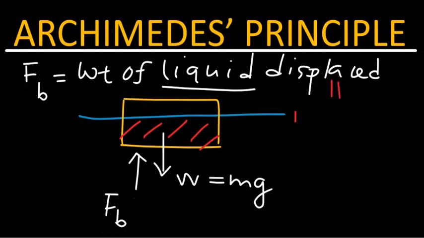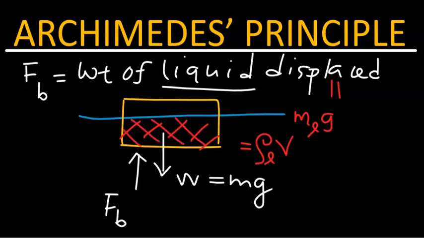It is the mass of that liquid displaced times gravitational acceleration, g. And the mass of the liquid displaced is the density of that liquid times the volume of the liquid displaced. In this case, it is the same as the volume of the object below that liquid surface. So that is that volume times gravitational acceleration. So this expression gives you the buoyant force acting on this object. Now let's see how to use these concepts in problems.